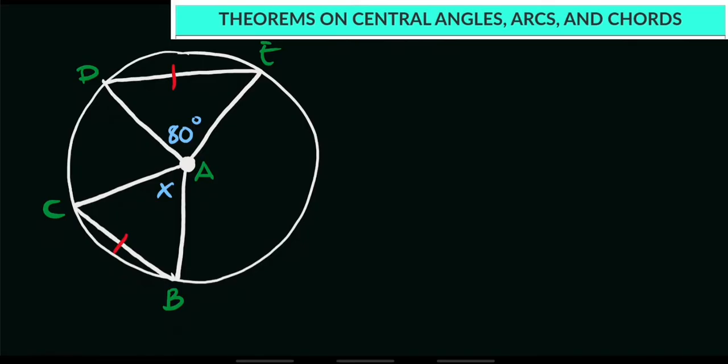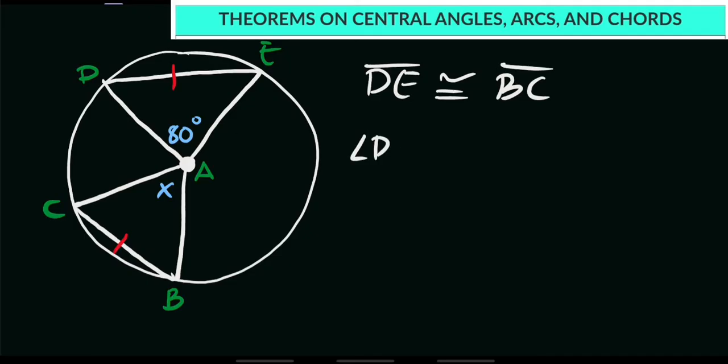According to this figure, we have tick marks for line segment DE, which is a chord. We have DE congruent to BC. If that is our given measurement, automatically the rest will follow: the corresponding arcs, chords, or central angles are congruent. Therefore, the measure of angle DAE is congruent to angle BAC.